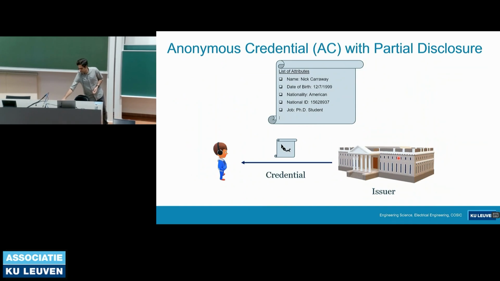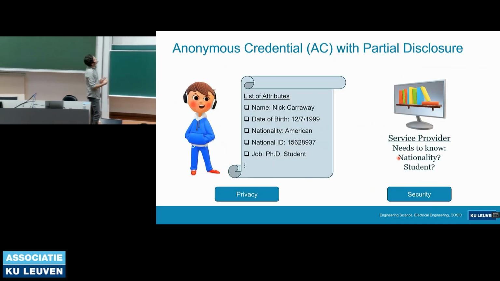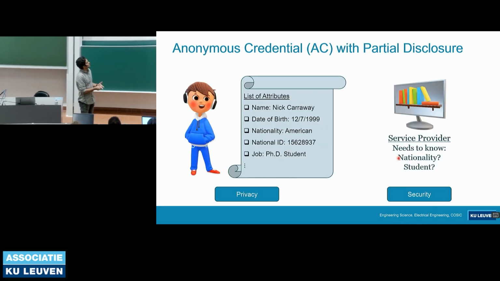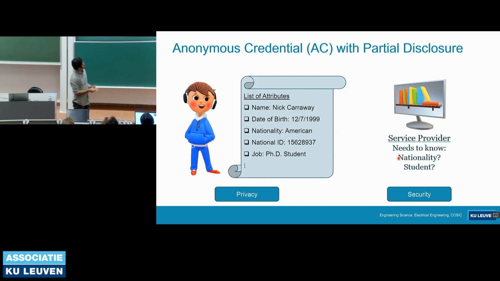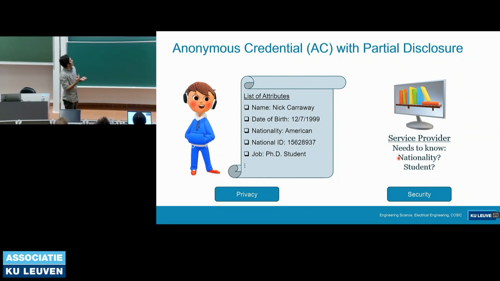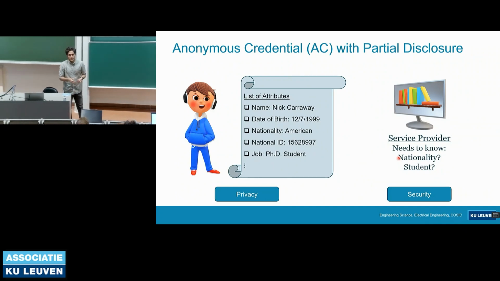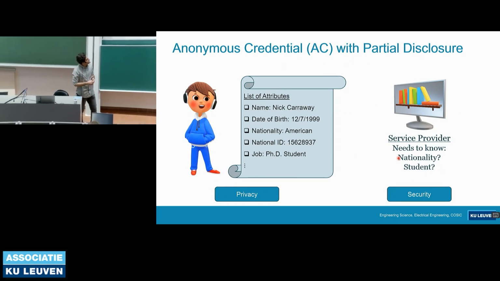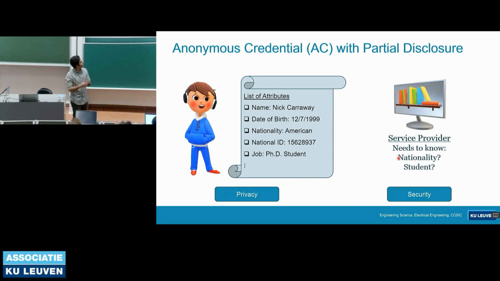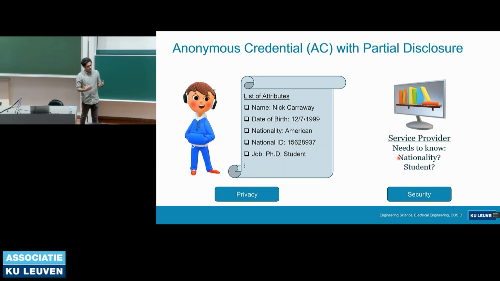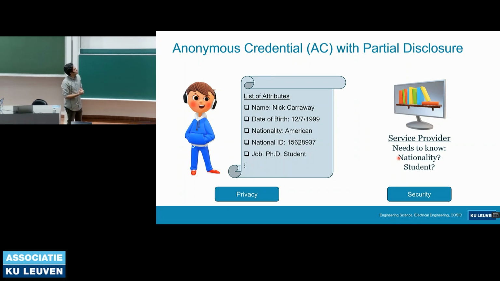So first, let's talk about anonymous credential system with partial disclosure and what it is. Imagine a person like Nick. He has some attributes like his full name, date of birth, nationality, national ID and job, and so on. And he wants to use these attributes to access a service provider to gain access from it.